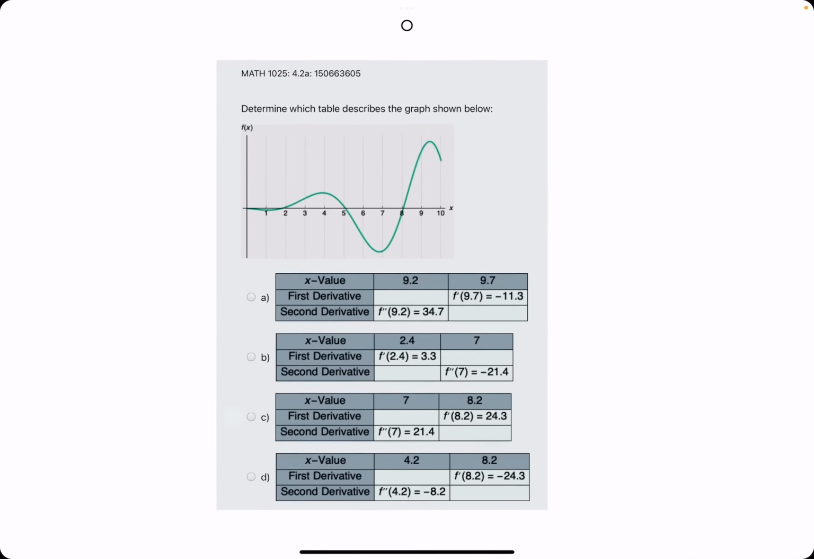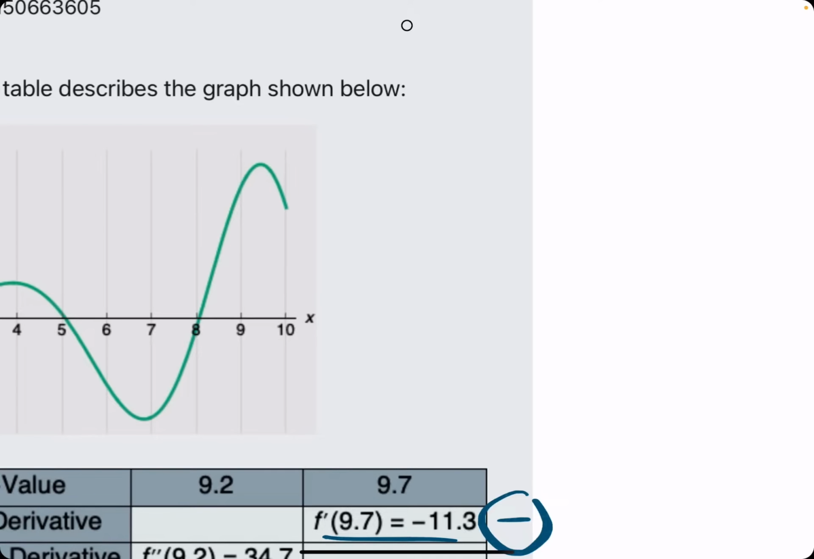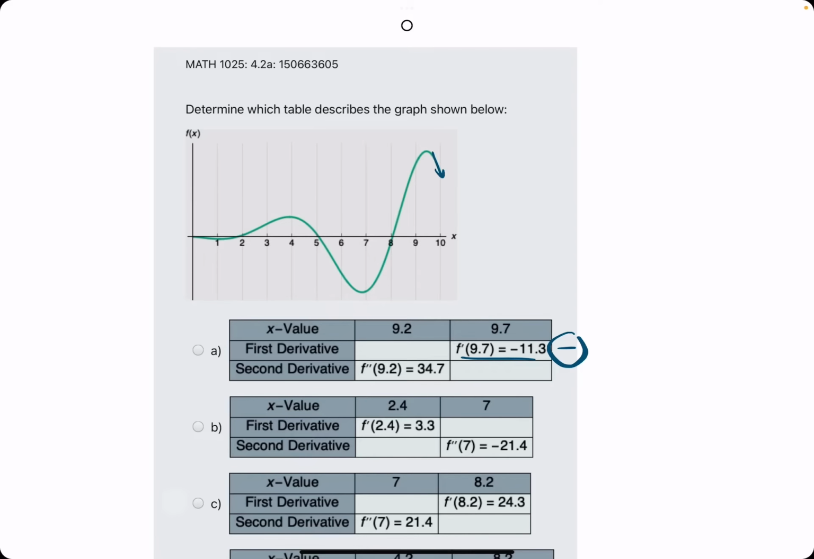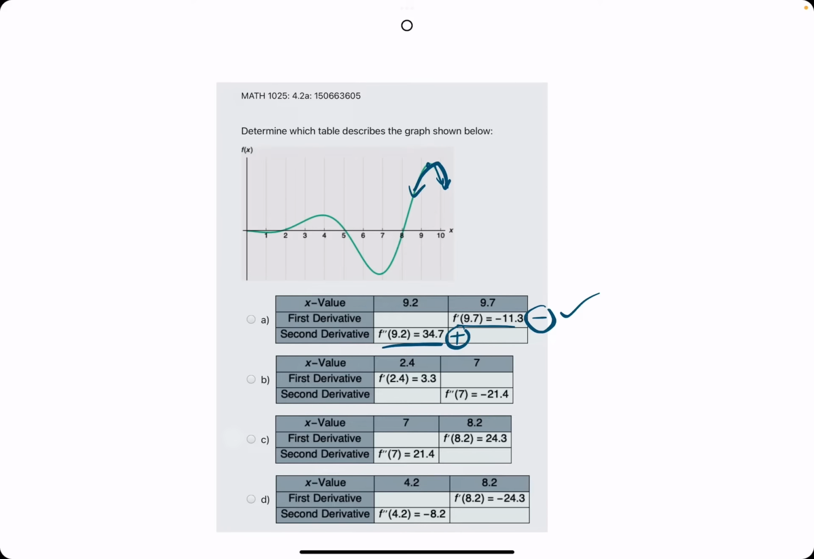Let's go ahead and do one more real quick. Option A. They say that f prime at 9.7 is negative 11.3. 9.7 does look very negative, so that checks out. They say f double prime at 9.2 is positive, meaning that f should be concave up. But at 9.2, it's very concave down. So that piece of this chart is false, which makes the whole thing wrong.